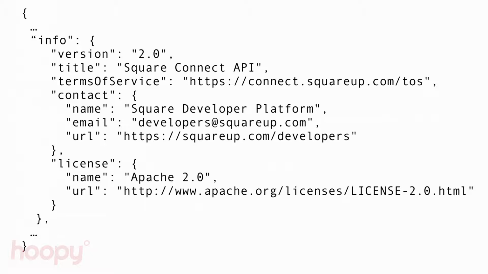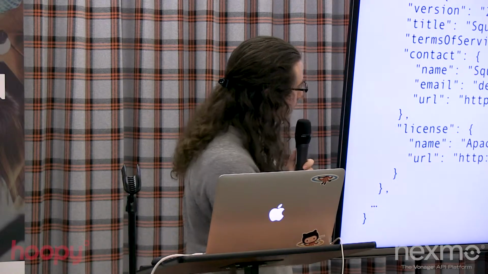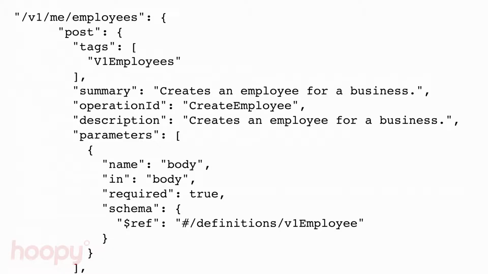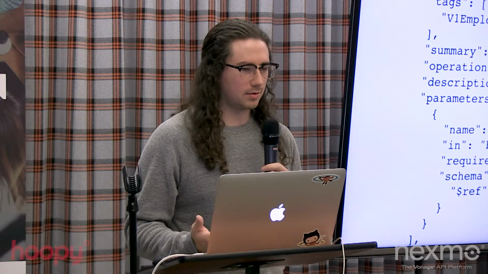Here you can see some metadata about our API. You can have some versioning, some contact information. You can see what license or terms of service you need to be using. This is an actual part of our endpoint, and so at the top you can see this is actually the URL. So it's connect.squareup.com/v1/me/employees. That's the URL. You can see the HTTP verb that you use underneath. It's a post request.